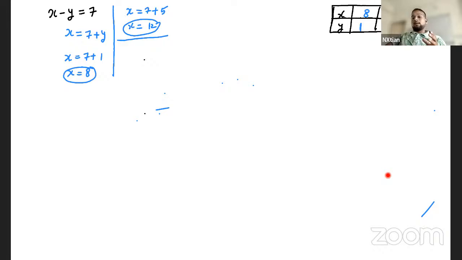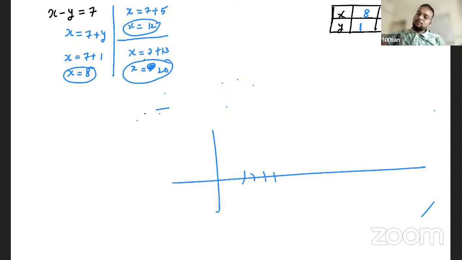Like if I take y value as 13, what will happen, you know? If I take y value as 13, then x equals 7 plus 13, x equals 20. So it means 20 lines when you're making the graph, 1, 2, 3, 4, 5, 6, like this, 20 you have to make. And you will be short of paper also.